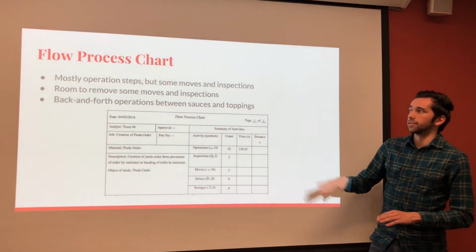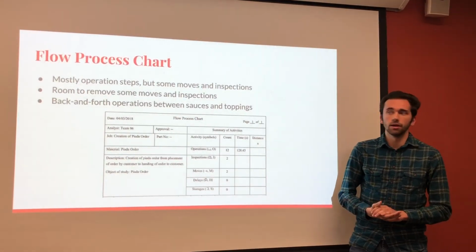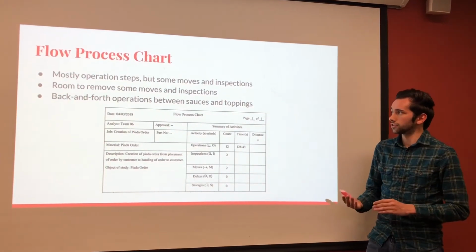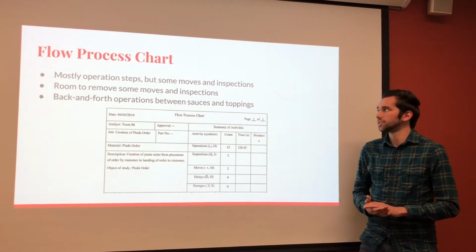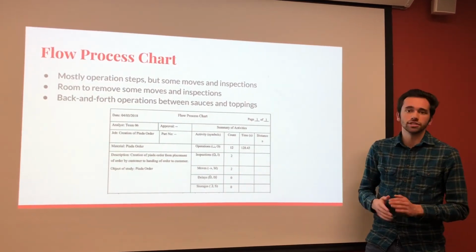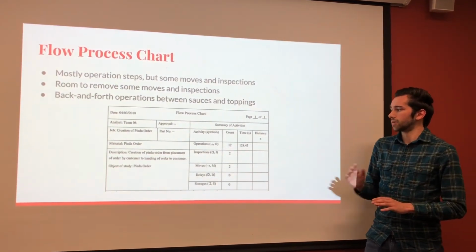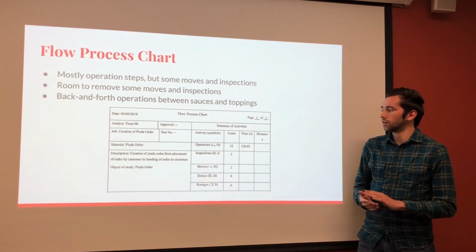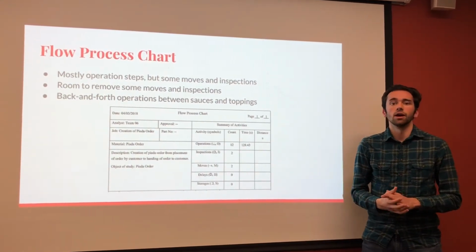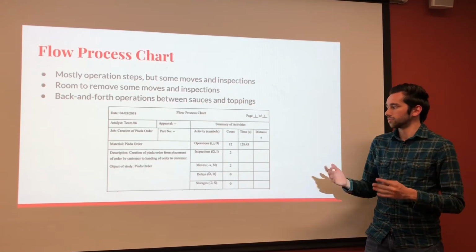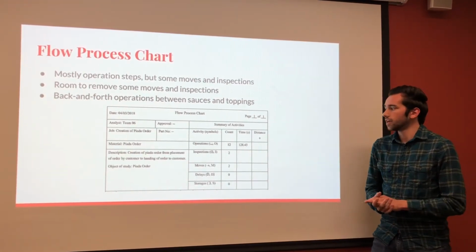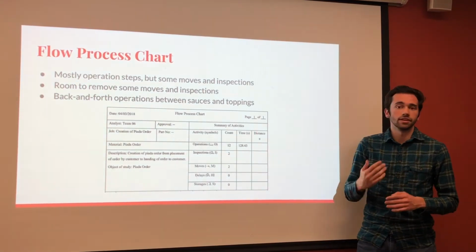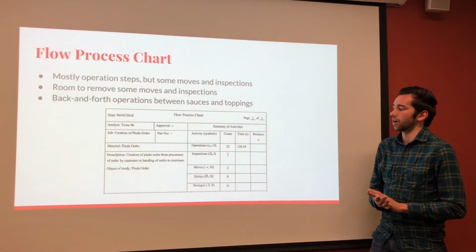So from this map and from some other observations we've done, we were able to construct some flow process charts. From this, we saw that there are mostly operation steps in the process, but there are some moves and inspections that can be eliminated. Some of the inspections that can be eliminated are what I was talking about earlier, with the customer spending a lot of time to select the toppings within the process itself, and also with asking if there's anything else the customer needs at the end of the process.